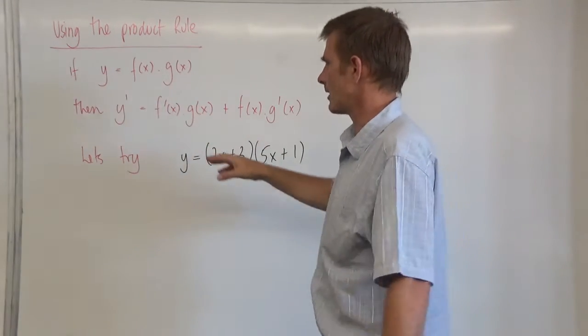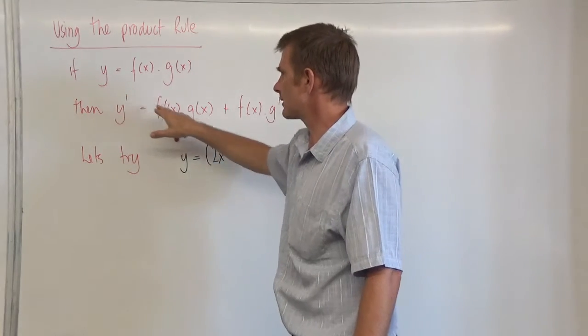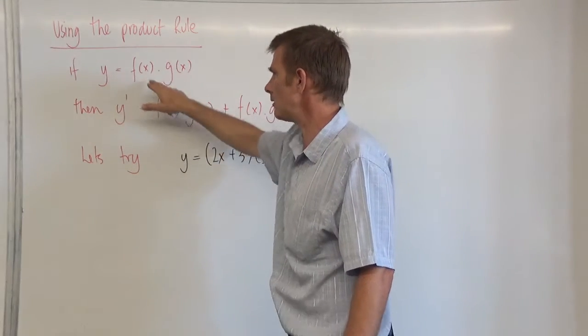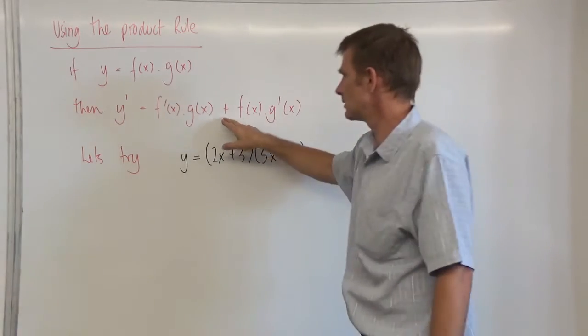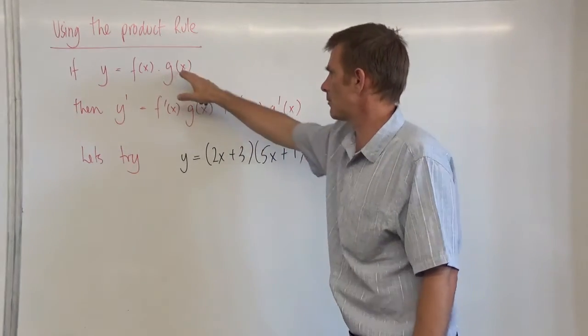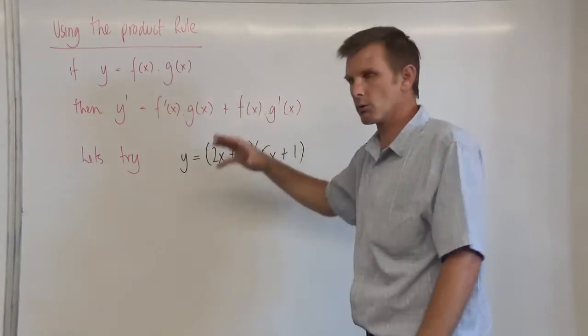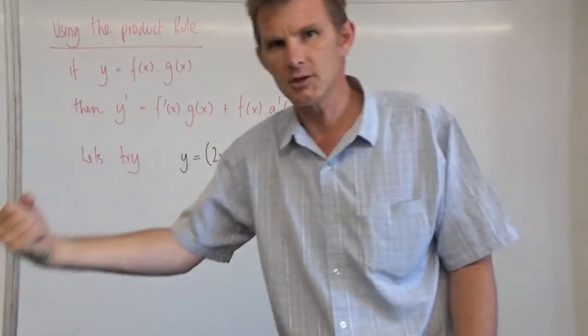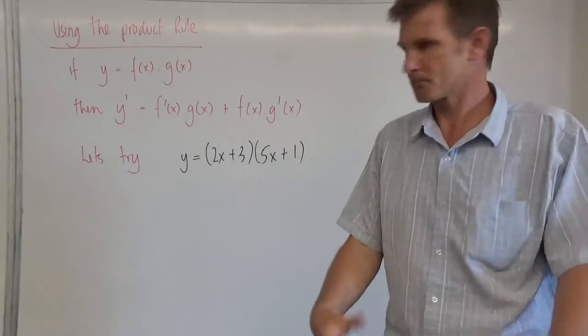So what the rule says is to work out the derivative, y dash, we take the derivative of the first one, multiplied by the second, plus the first one multiplied by the derivative of the second. Okay? So essentially what we're doing is taking the derivative of each part and multiplying it by the other part and then summing it up.